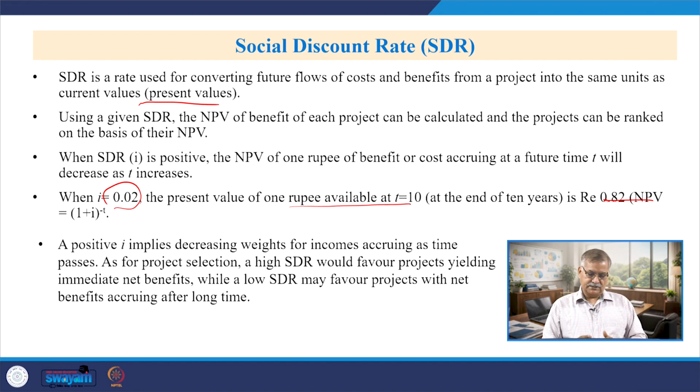As for project selection, a high SDR would favor projects yielding immediate net benefits, while a low social discount rate may favor the project with net benefit accruing over a longer period. So, especially in the context of infrastructure projects, since their benefits accrue over longer periods, the social discount rate should be kept at a low level.